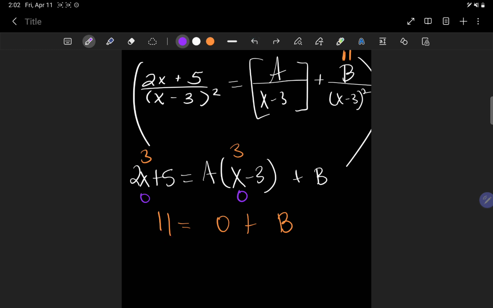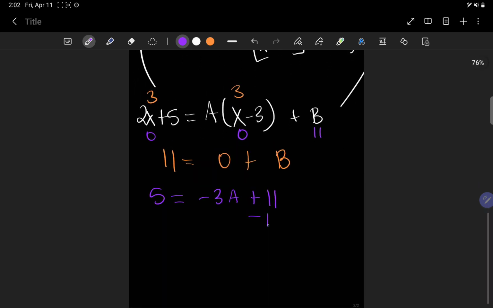I already know B, so I can plug that in. So 0 times 2 is 0 plus 5 is 5. 0 minus 3 is negative 3, so negative 3A. And then I have 11. So then, all right, just solve for what we don't know. Subtract 11. 5 minus 11 is negative 6.